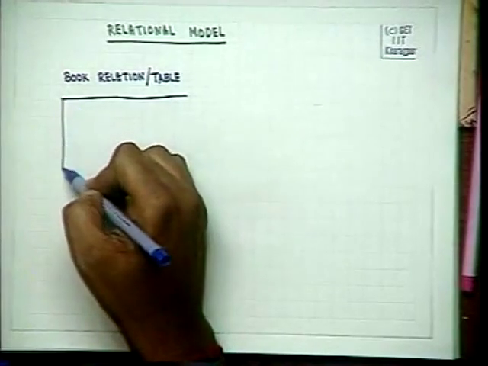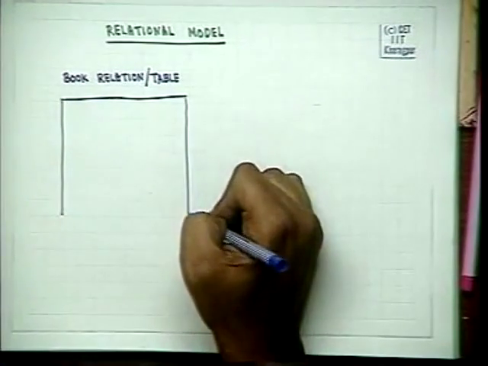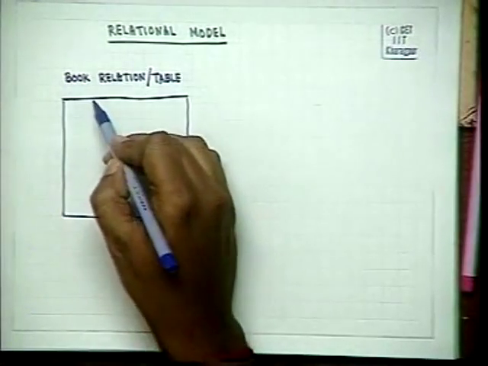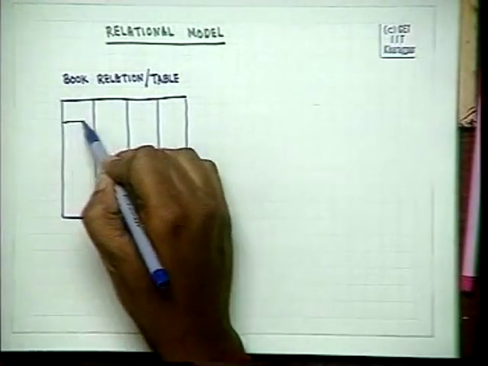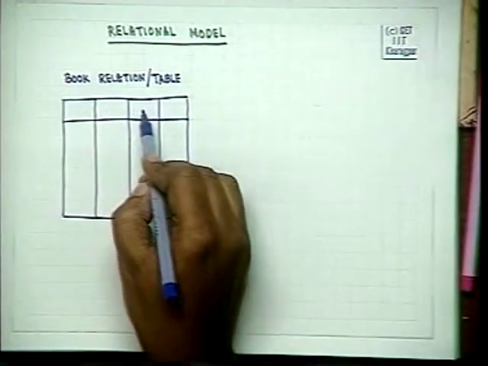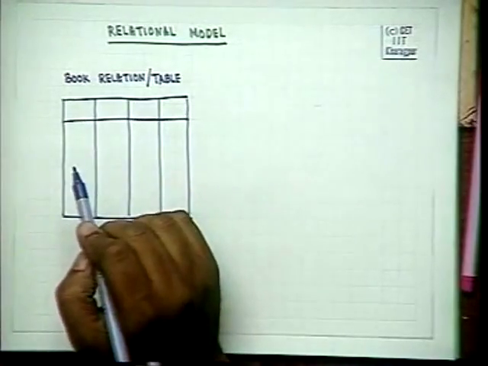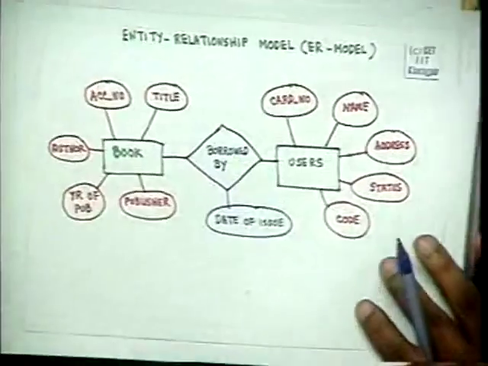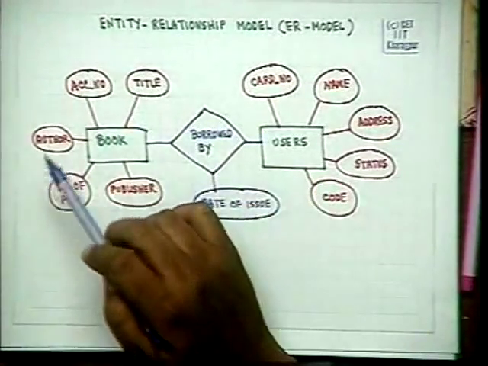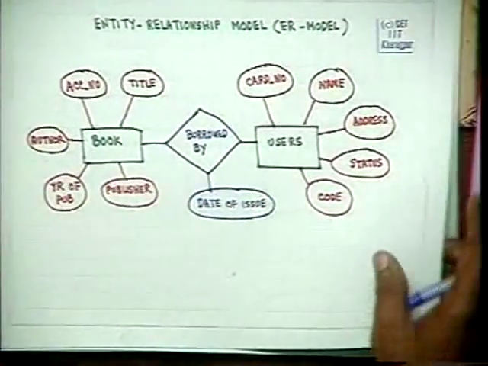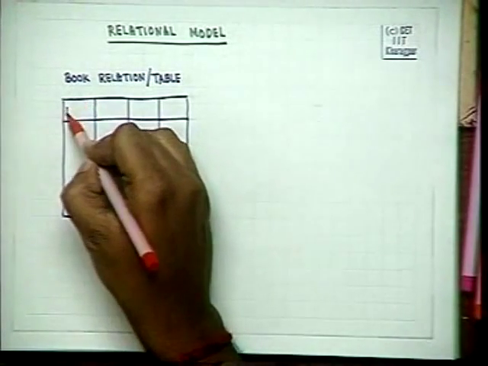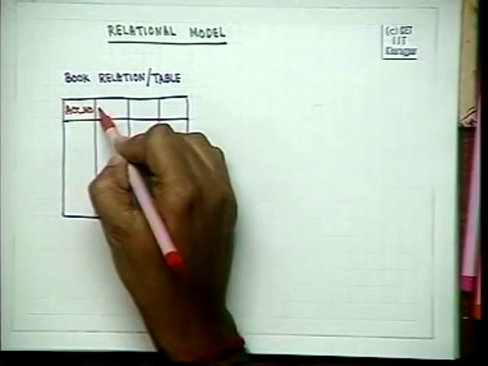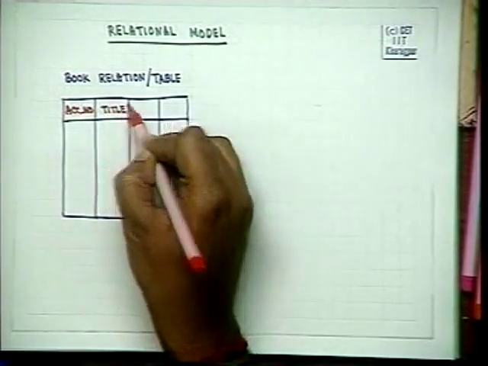It will be a table. I am just giving you an idea, and there will be several columns in that table. These columns will correspond to the attributes as we look at it in the entities. Therefore, here you will have various columns like accession number, title, etc.